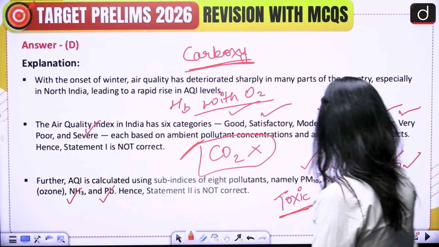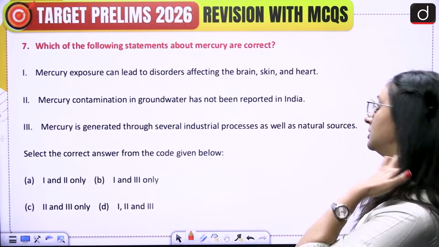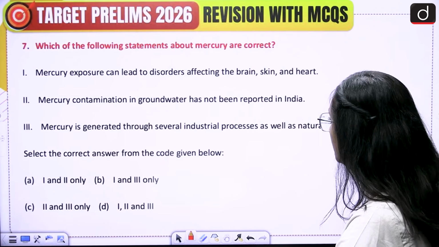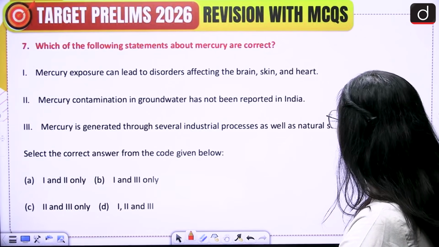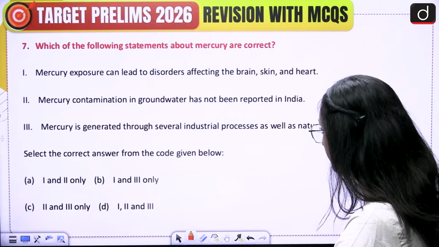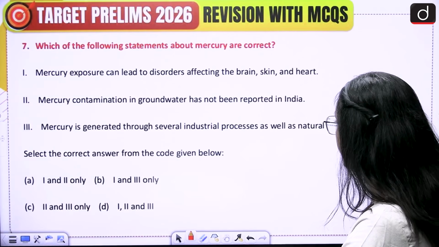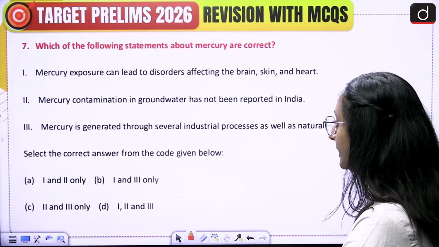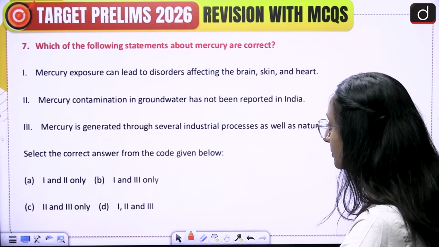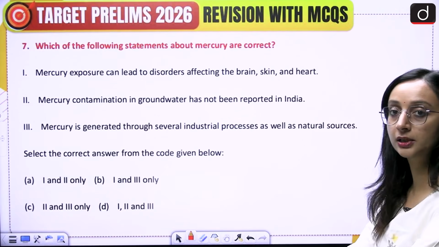Okay, moving on to question number 7. Which of the following statements about mercury are correct? 1. Mercury exposure can lead to disorders affecting the brain, skin and heart. 2. Mercury contamination in groundwater has not been reported in India. 3. Mercury is generated through several industrial processes as well as natural sources. Select the correct answer from the code given below. A, 1 and 2 only, B, 3 only, C, 2 and 3 only, or D, 1, 2 and 3. Please attempt this question.